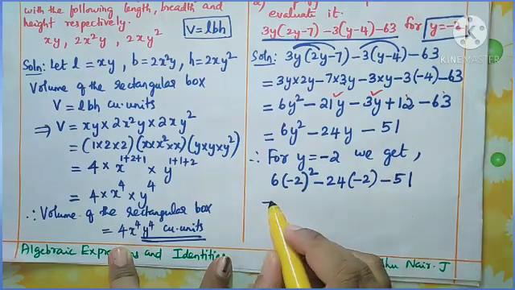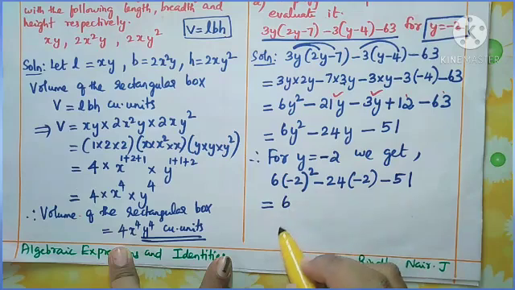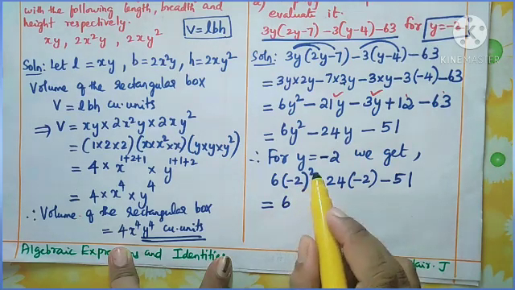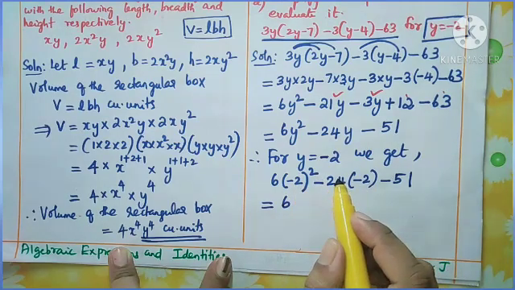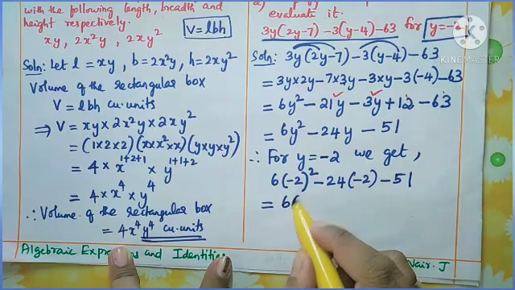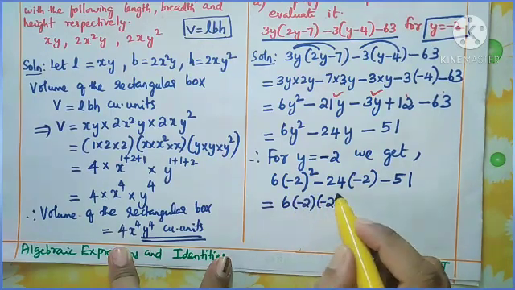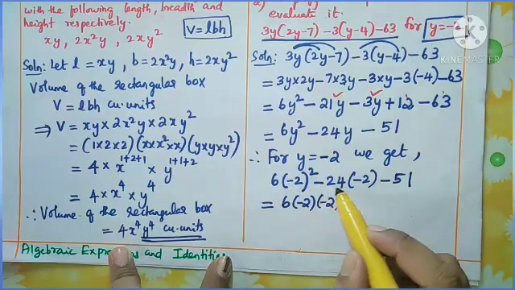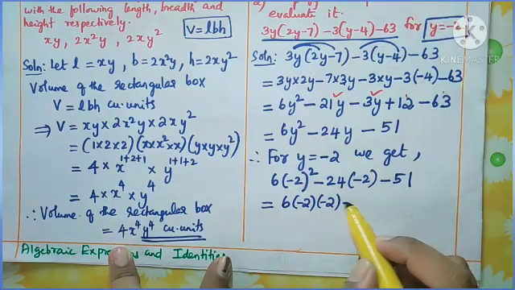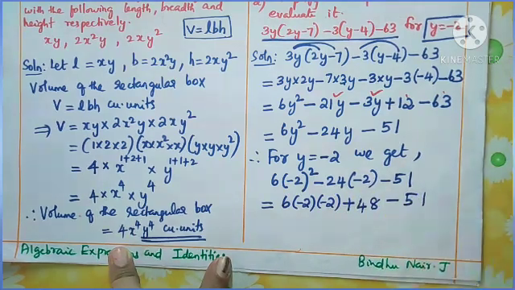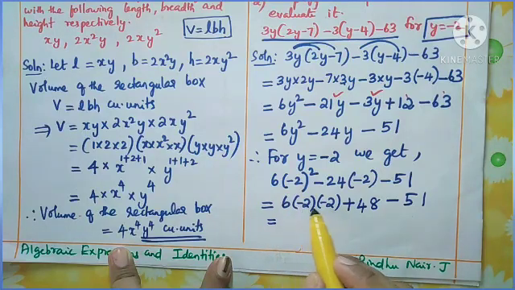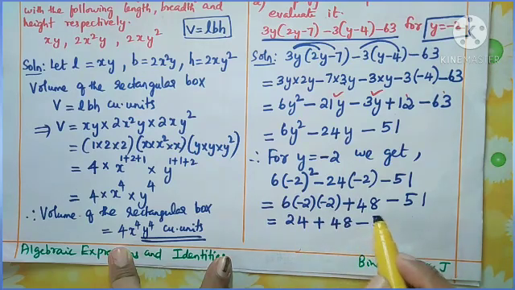Now you just evaluate. This is equal to simplification already. 6 into minus 2 the whole square. What is it? Minus 2 into minus 2, 2 times. So minus into minus plus. And otherwise you write once more, minus 2 into minus 2. Okay. Then here minus 24 into minus 2. Minus into minus plus. 24 into 2 is 48. Minus 51. So here one more step. Minus 2 into minus 2, that is plus 4. 4 into 6, 24. So 24 plus 48 minus 51.